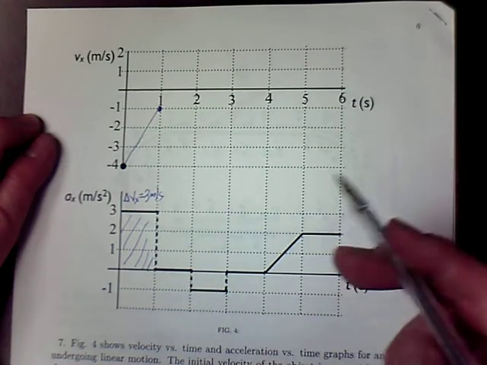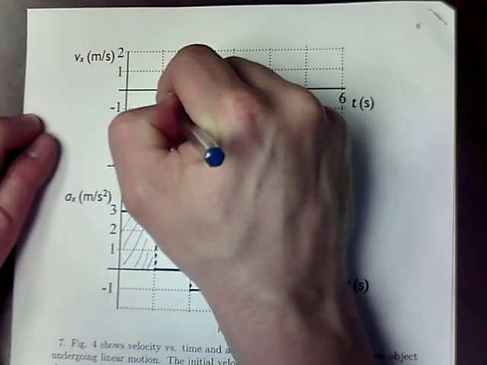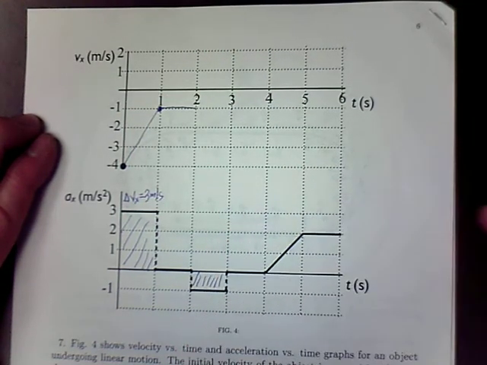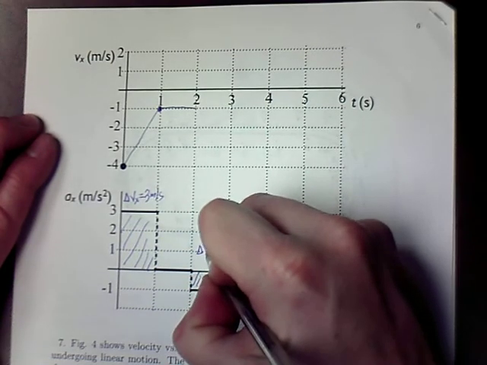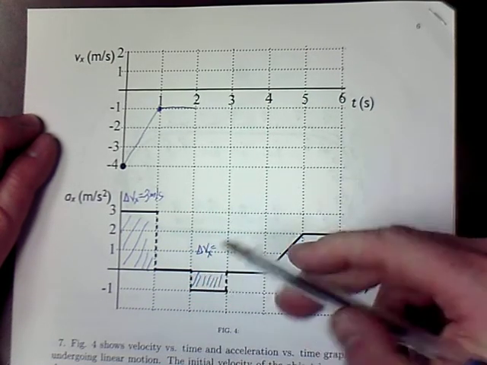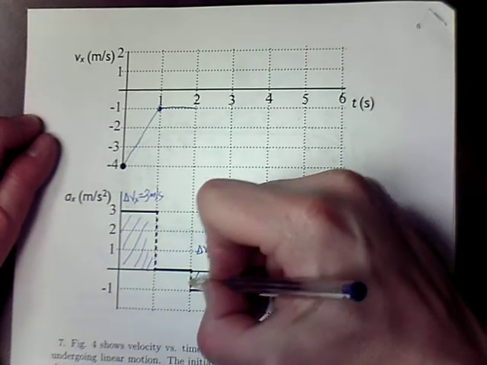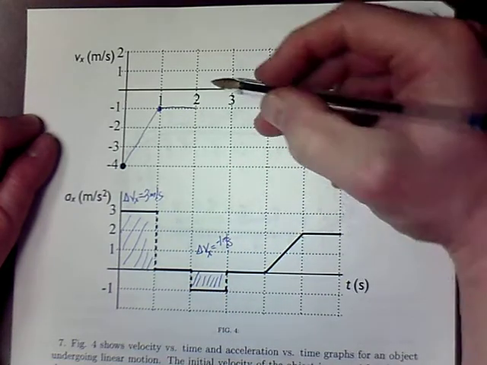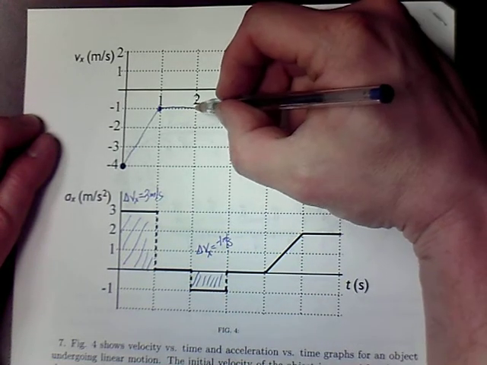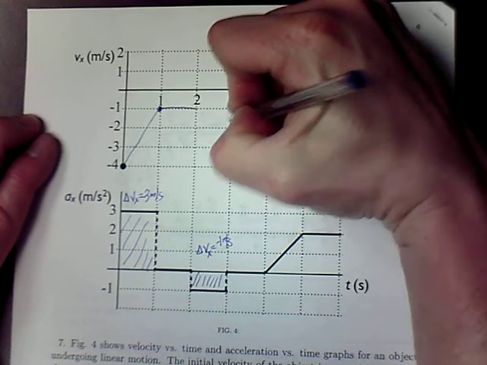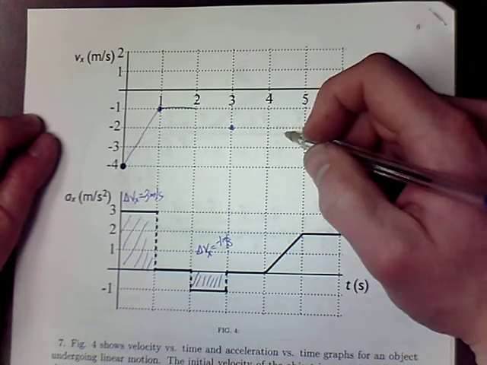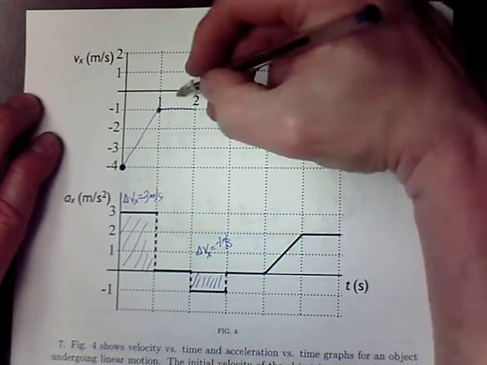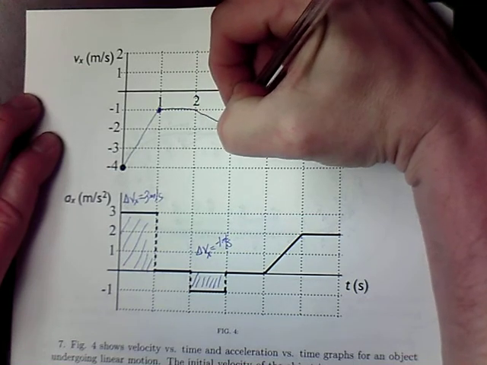Then we have no acceleration for the next second, and so our velocity does not change. We have a negative acceleration for the next second. Our velocity changes by the area under that curve. It's a negative area in this case. Minus 1 times 1 is minus 1 meters per second. So our velocity becomes minus 1, take away 1 is minus 2 meters per second. And again, this is constant acceleration, so this is a constant slope. So we draw a straight line.